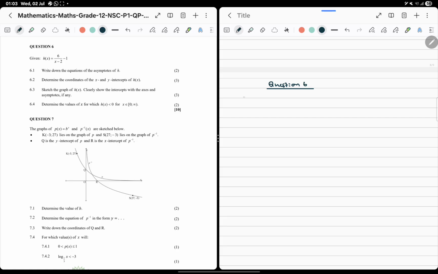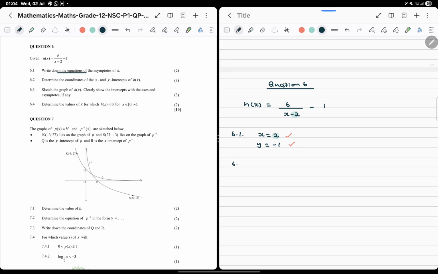So question 6, we are given h of x equals 6 over x minus 2, minus 1, okay? So this is the hyperbola again, more of an exercise, or should we say warm-up from grade 11. Write down the equations of the asymptotes, straightforward. So we know that x should be 2 and y should be minus 1. For the x, we always take the opposite sign of that. The y, we take it as it is. Okay, simple.